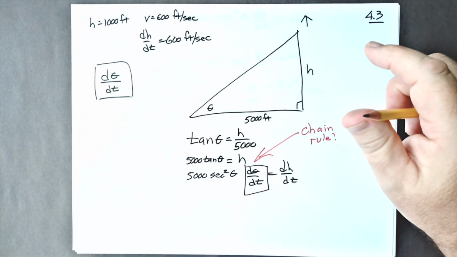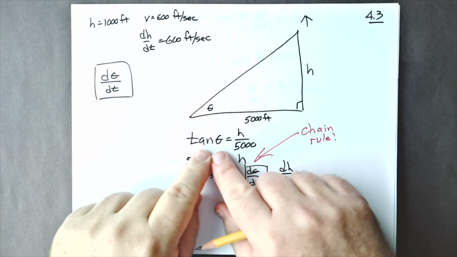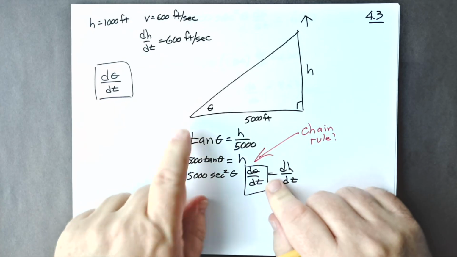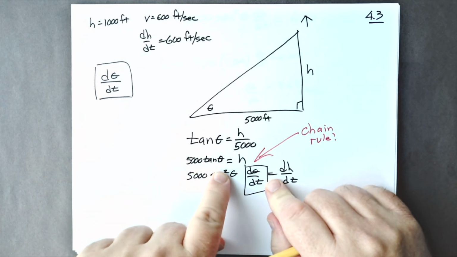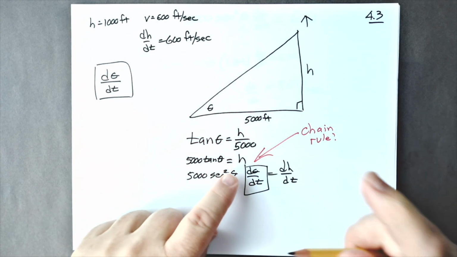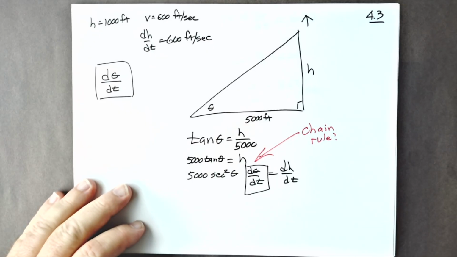We don't even have it there, so we don't need to worry about it. So in this case, we're just going to say, oh, that's easy. The tangent of theta is opposite over adjacent. Oh, so h over 5,000, simplify that. So I get 5,000 tan theta equals h. There's our formula. Go ahead and take the derivative of that.